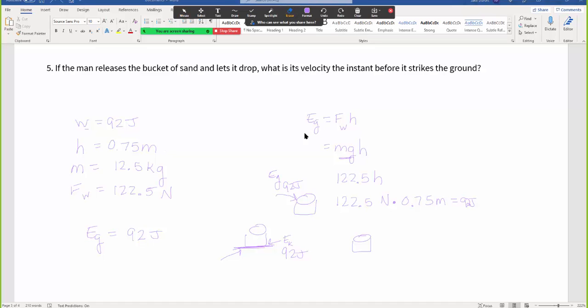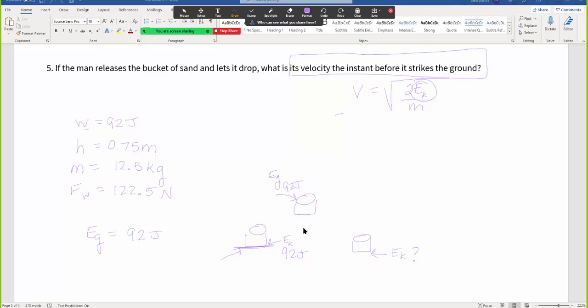So again, thinking of our little diagram here, what is the velocity the instant before it strikes the ground? So for velocity, in order to do this, we need to do 2 times the kinetic energy divided by the mass. What is the kinetic energy going to be the instant before it hits the ground?